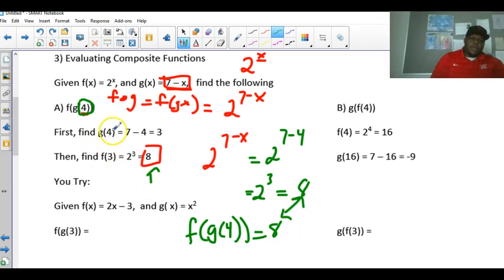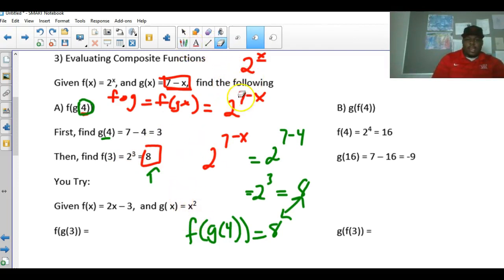Now that I've shown you my way, here's what they did. They evaluated g of x first, which is right here, 7 minus 4 for the 4, because that's the internal function. 7 minus 4 is 3. And then they took the 3 and plugged it in for x. 2 cubed is 8. That's one way to look at it. That's fine. If that's what y'all did in class, great. You like it, you love it, go with it.